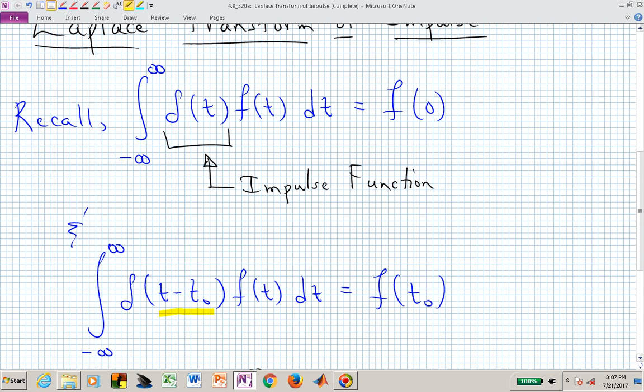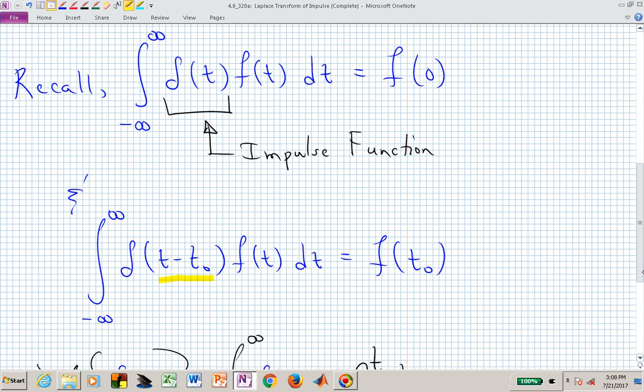So now when we have a shifted impulse, it's going to extract the function f of t that's in the argument of the integrand at time t equal t0. So now the integral of this impulse that's delayed and occurs at t naught is going to simply produce as its output the function evaluated at t naught.